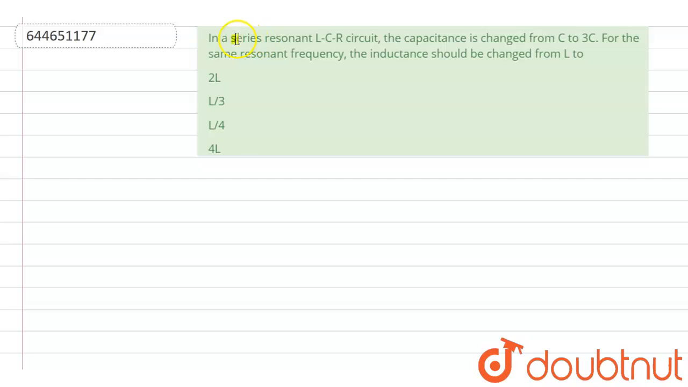Hello everyone, let's start the question. The question says that in a series resonant LCR circuit, the capacitance is changed from C to 3C for the same resonant frequency. The inductance should be changed from L to the value. So let's try to understand what's a series resonant LCR circuit, and then we will talk about the resonant frequency.